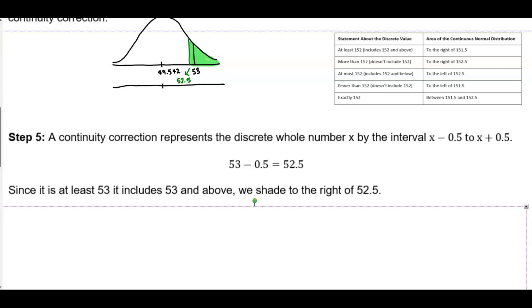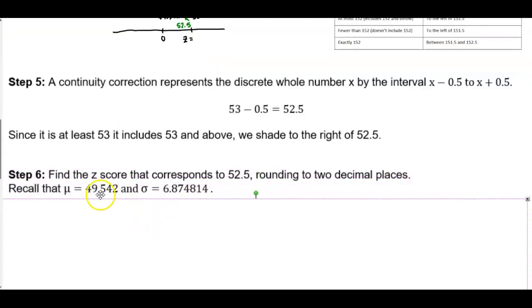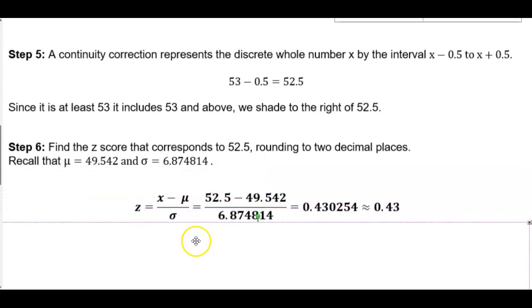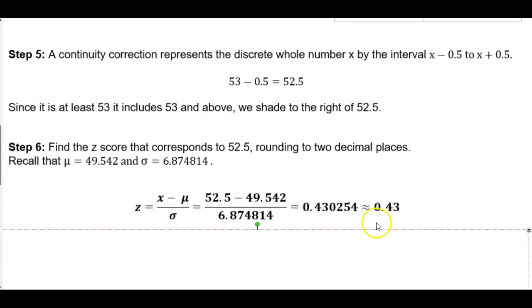Now the next thing we want to do is find the z-score of 52.5. We know the mean of a z-score distribution is 0, and now we want to find the z-score of 52.5. We know that the mean is 49.542. We know the standard deviation is 6.874814. Let's plug it into our z-score formula. So we get 52.5 for x minus the mean of 49.542 divided by the standard deviation of 6.874814, which gives us 0.430254, and rounding that to 2 decimal places gives us 0.43.